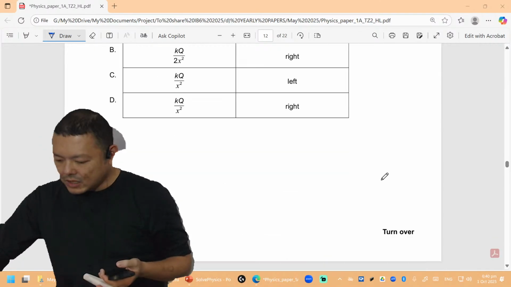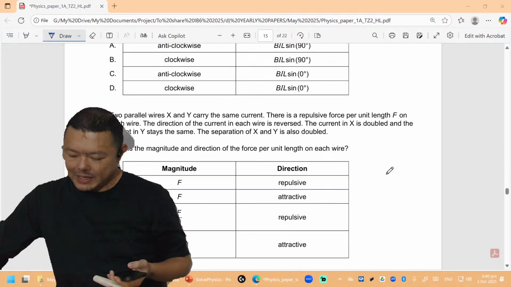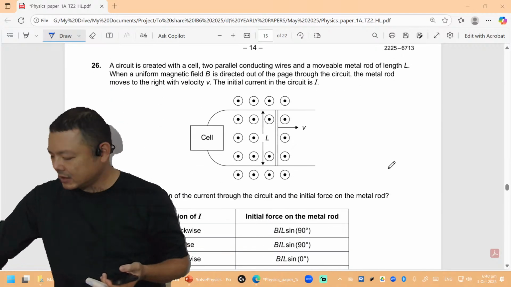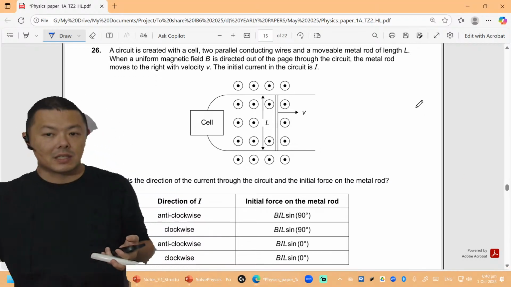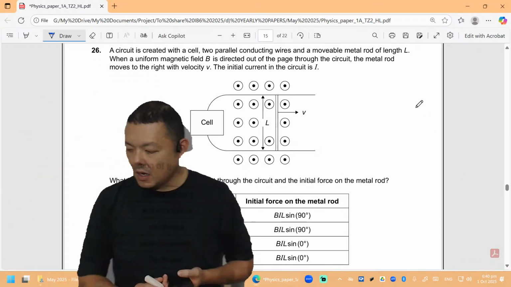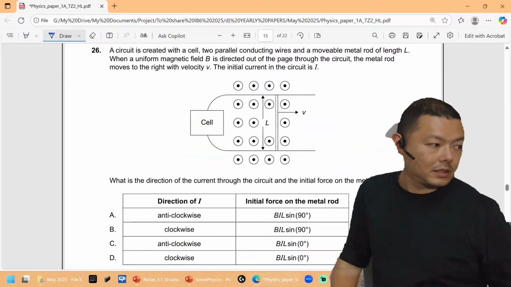What's that? 28. 28. Eh, 26 lah. 26. Okay, 26 huh? Okay, who's asking for 26? 26? Okay, good.